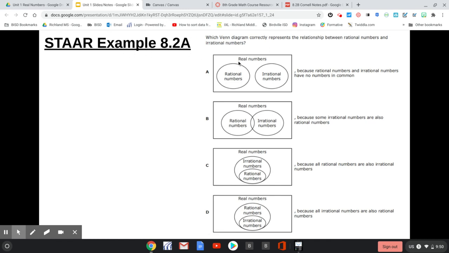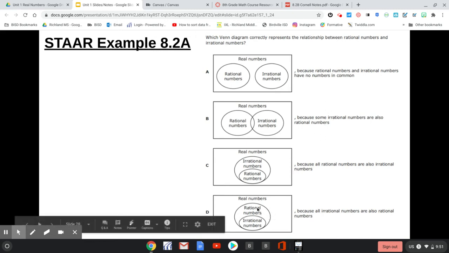STAR example, this is from yesterday. This is how it's going to look on the STAR test, and you need to know which Venn diagram correctly represents the relationship between rational numbers and irrational numbers. So, based on your notes and what we talked about yesterday, we definitely know that the Venn diagram does not have irrational numbers being a part of rational numbers. So that is not right at all.